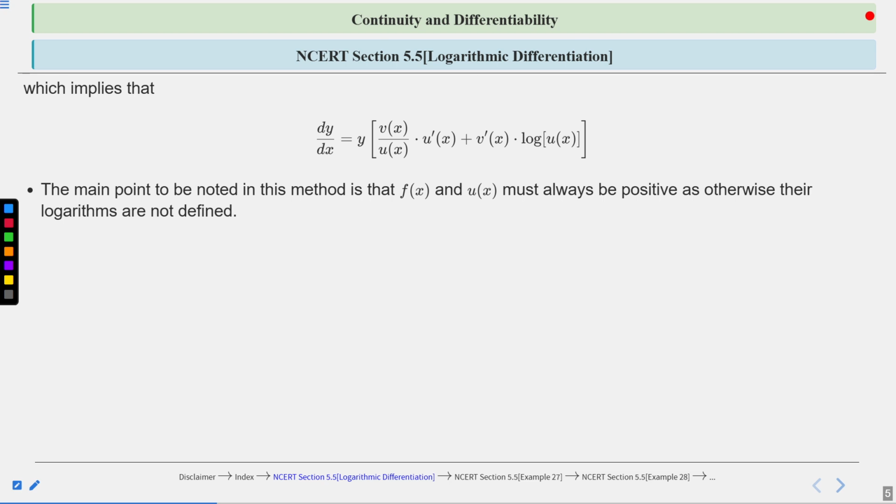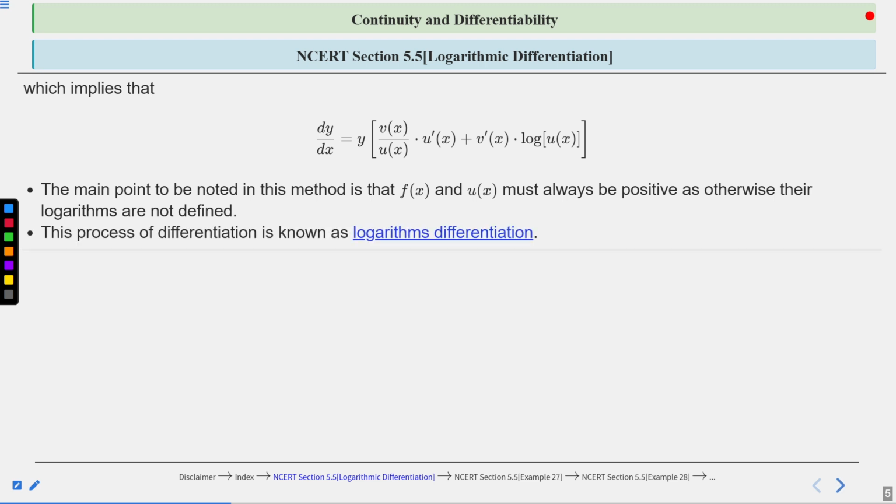So the main point to be noted in this method is that f(x) and u(x) must always be positive, otherwise their logarithms are not defined, right? This process of differentiation is known as logarithmic differentiation, right?